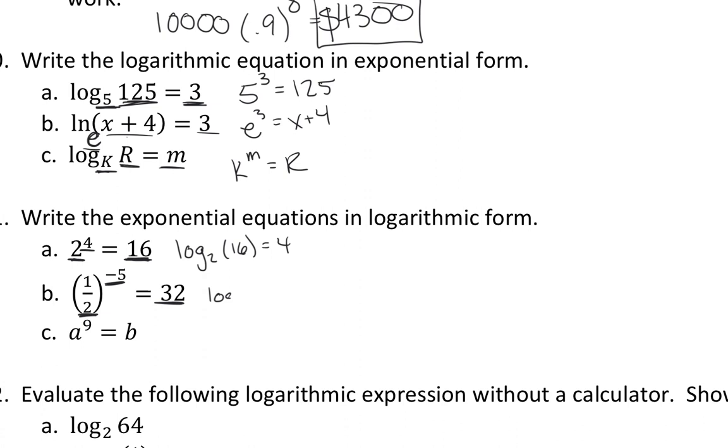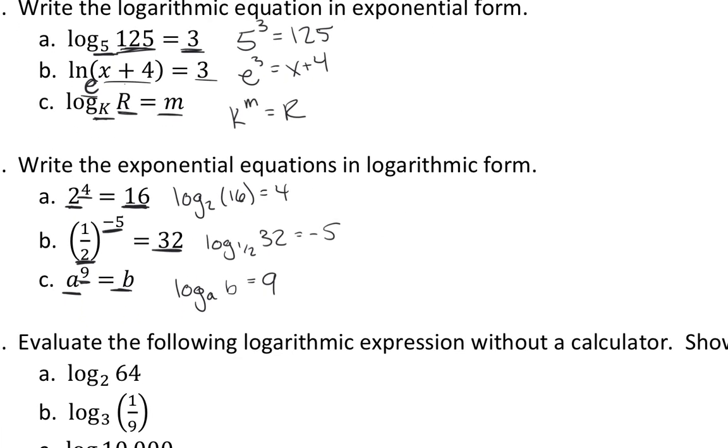So log base 1/2 of 32 is equal to -5. Then we have the same thing, base, what it's equal to, and then the inside of the function. So log base a of b equals 9. So there's our 3 answers.